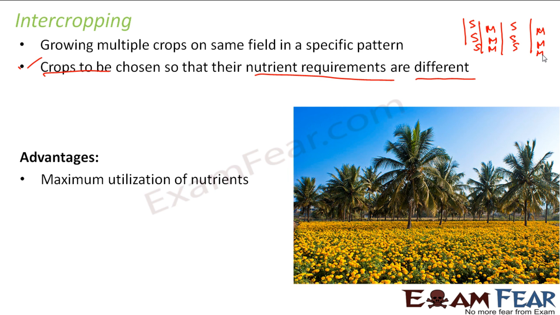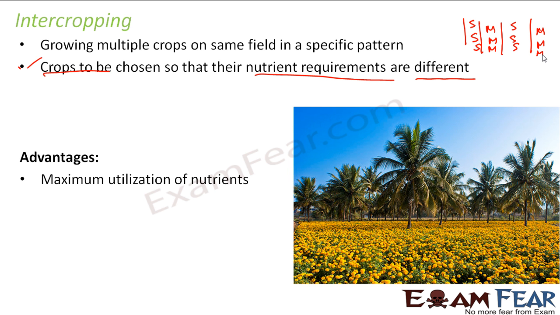Here, maximum utilization of nutrients. That's because you have planted multiple crops which have multiple different requirements. So each of them will get their own requirements, and as a result, the nutrients which are present in the soil will all be utilized. For example, if you have a monoculture of wheat, and suppose wheat needs some specific nutrients, some 4-5 nutrients, so only those 4-5 nutrients will be utilized from the soil.